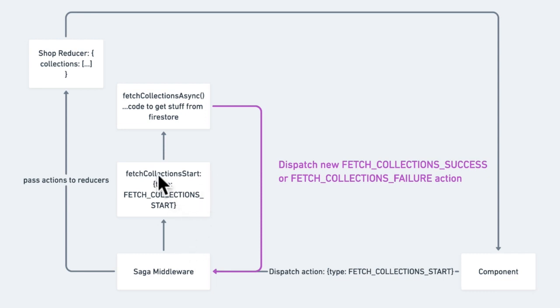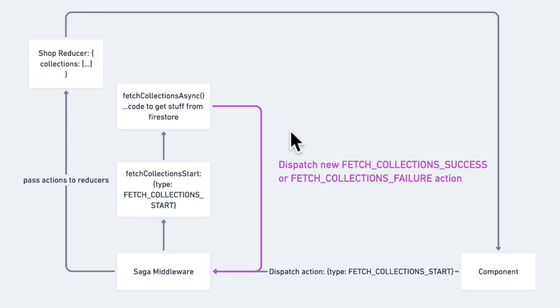And then, depending on what the success or failure of the actual fetch call from the Firestore was, we put out new fetch collection success or fetch collection failure actions. So put is essentially the saga way of dispatching new actions. So this was what we were doing with our Fetch Collections saga.